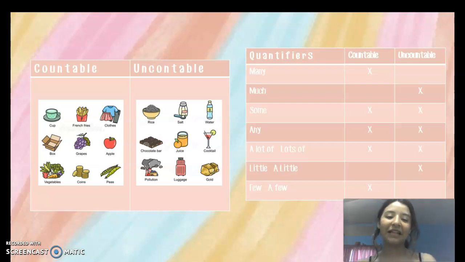And in this chart, we can see we can use many with countable, much with uncountable, some with countable or uncountables, any with both, a lot of or lots of with both, little and a little with uncountable, and few and a few with countable. Sorry, little and a little with uncountables, and few and a few with countables.